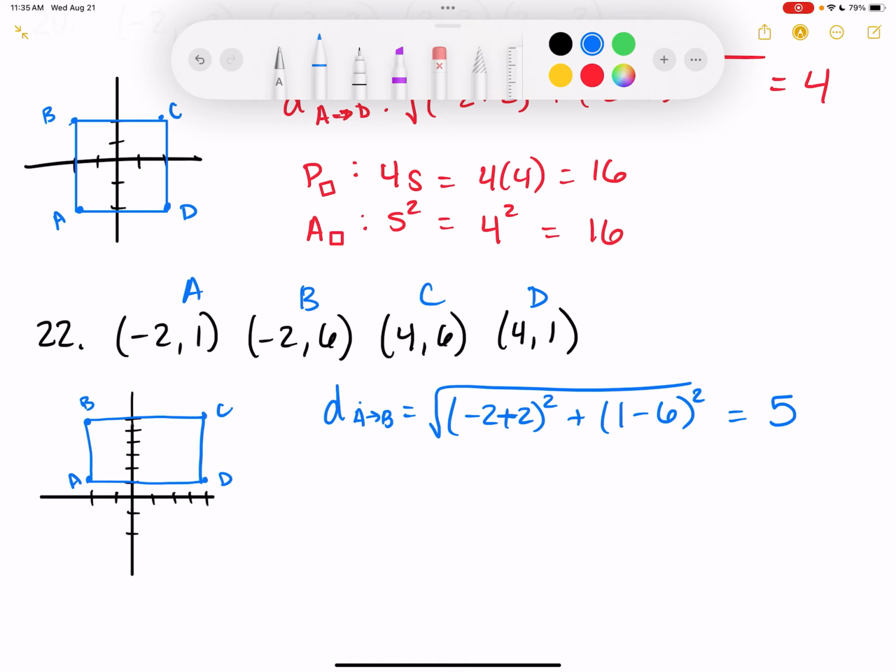All right, so that was A to B. So we either need to do B to C or A to D. Which one do y'all want to do? B to C. So the distance between B to C is the square root of... oh wait, what are we trying to find? The distance.